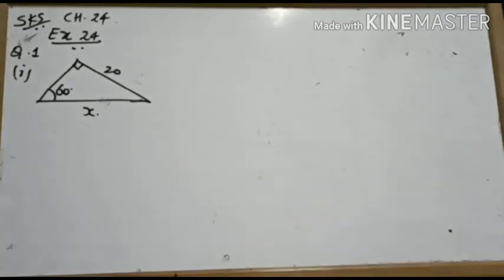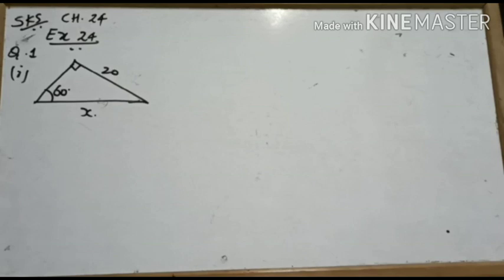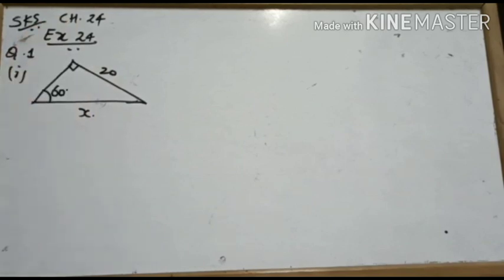Let's begin with chapter 24. We are going to see exercise 24. Now they've given us a right angle triangle where one of the sides and one of the angles are given to us. One angle is 60, one side is 20. We are supposed to find out the hypotenuse.